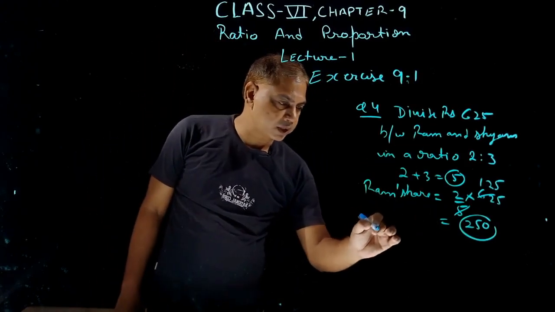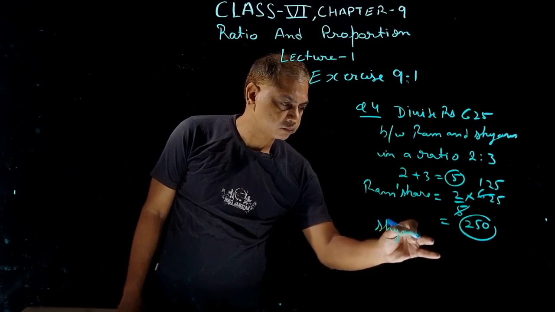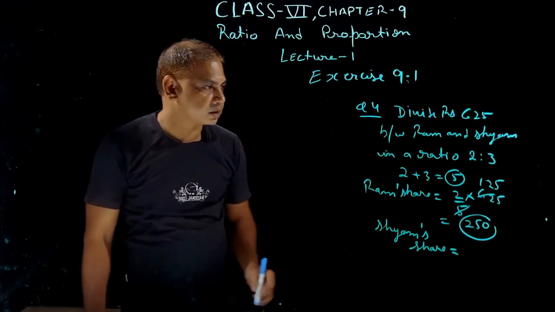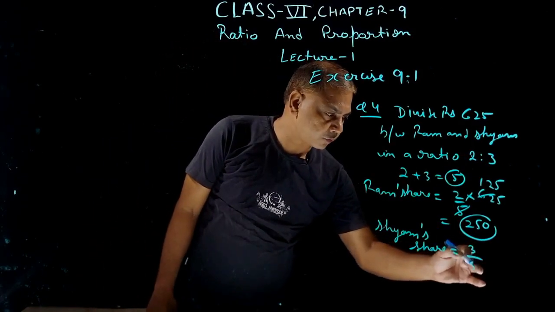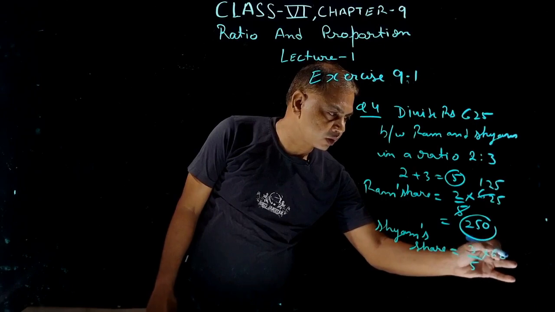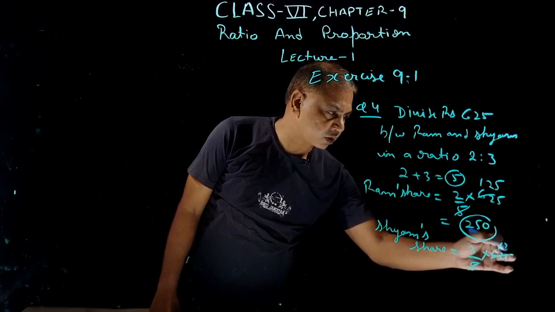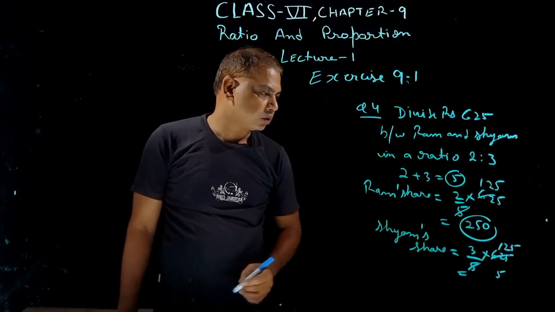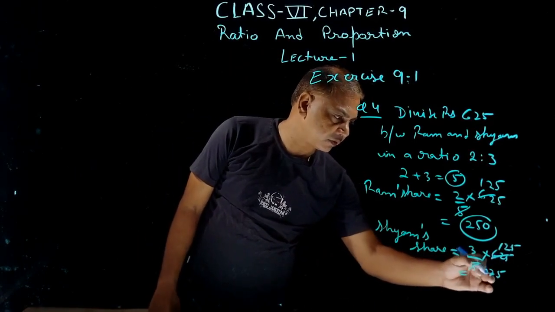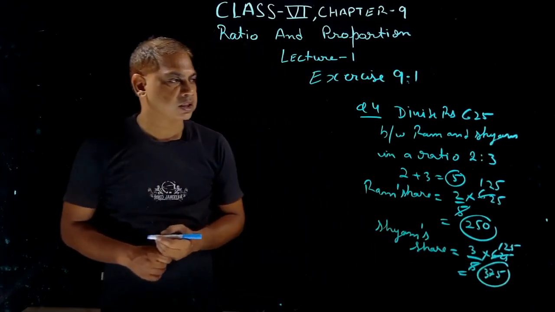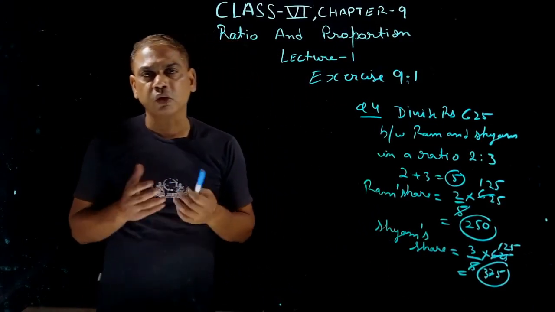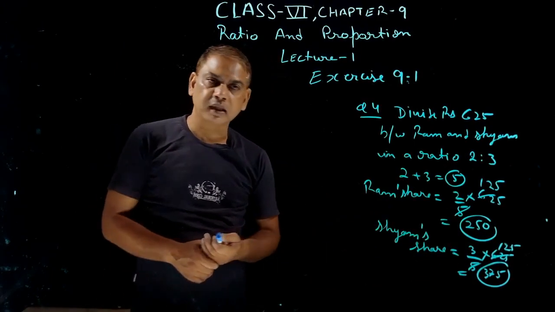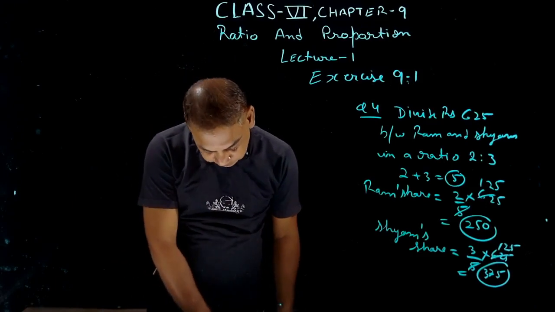Now, find out Shyam's share. Shyam's share is equal to 3, so 3 upon total 5 into 625. Again cancel out, you will get 125. Multiply by 3. 3 5s are 15, 3 2s are 6 and 7, and 375. So rupees 375 is the share of Shyam. If you want to cross check your answer, add these two values, you will get 625. Clear, students? Question number 4 is done for you.